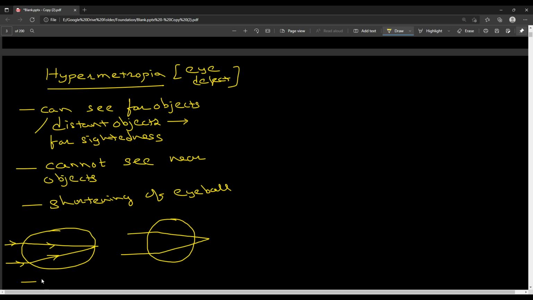Is there any solution for this? Yes, you can use a convex lens to solve this problem. In spectacles, you have to use a convex lens, and this problem can be solved.